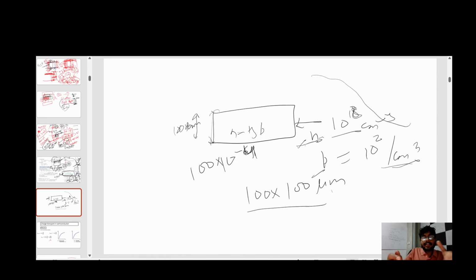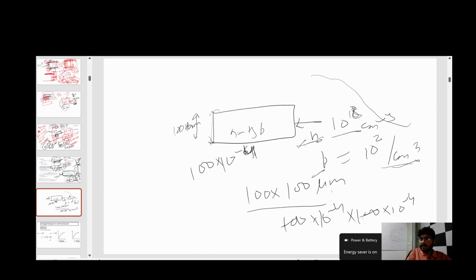Okay, I have taken too much still. This is 100 cross 100 micrometer. What is the area? 100 into 10 raised to power minus 4 into 100 into 10 raised to power minus 4. How much will be the area? 100 into 10 to the minus 8.